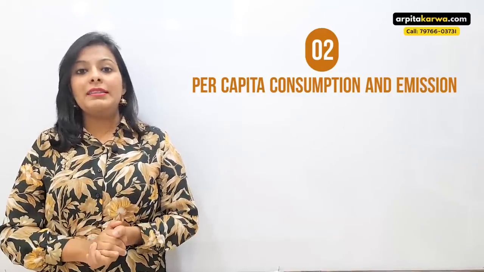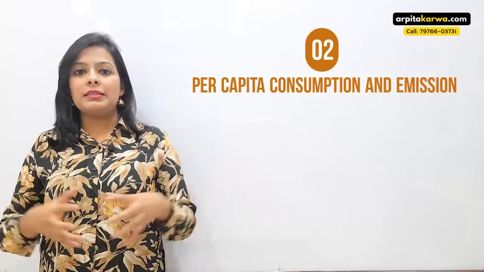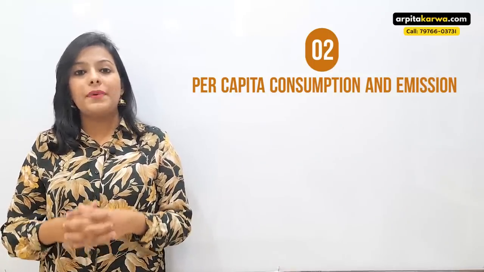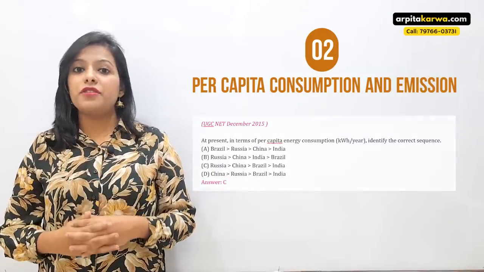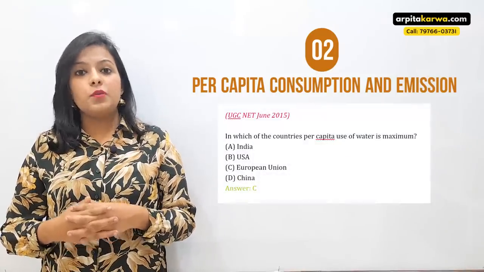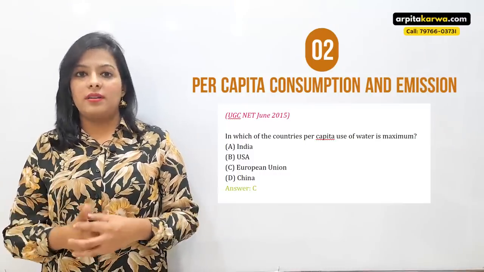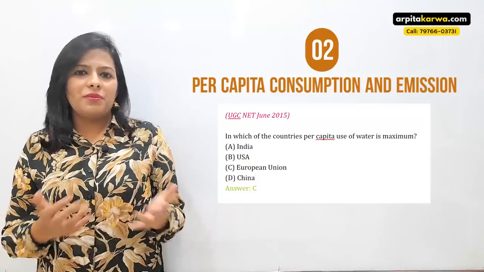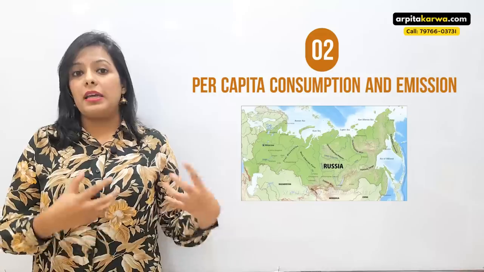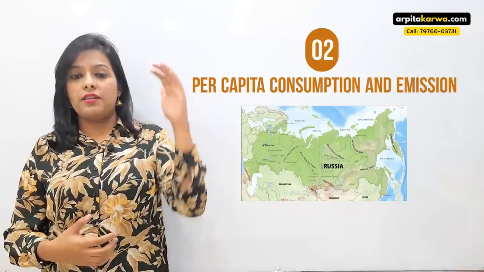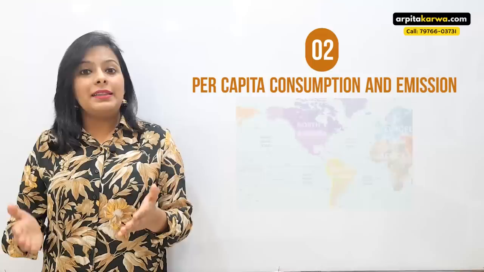For example, in December 2017, there was a question that asked to rank these countries according to the per capita consumption of energy. On the other hand, there was another question in July 2018 where they asked us to rank the countries according to the per capita water consumption. Can you tell me the answers to these two questions? If you look at the per capita energy consumption, then Russia is the country which is at the top. If you look at the per capita water consumption, then it is USA.